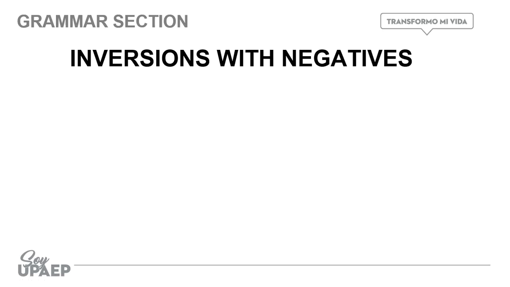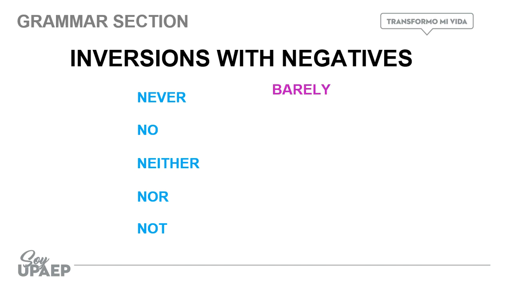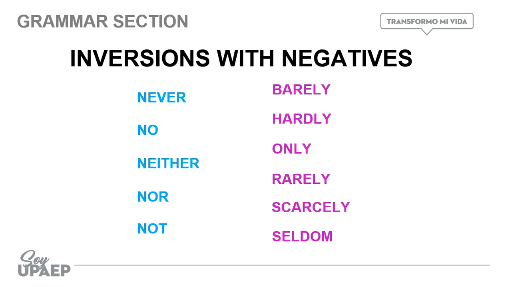In previous modules, we covered negatives, okay? And we identified that there are negative words and almost negative words. In terms of negative words, we have never, no, neither, nor, and not. In terms of almost negative words, we have barely, hardly, only, rarely, scarcely, and seldom. Okay? So, for this matter of inversions with negatives, it is important to mention that all these words are considered negative and they follow exactly the same rules.